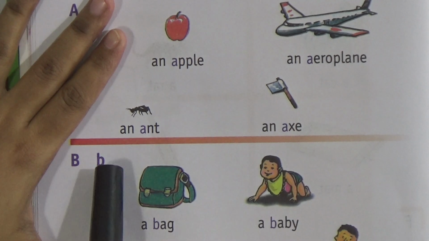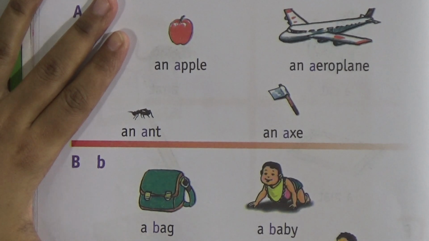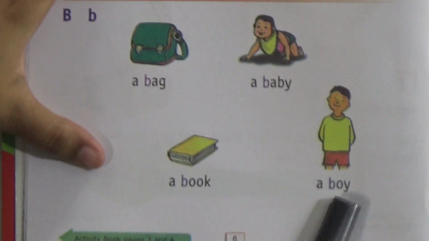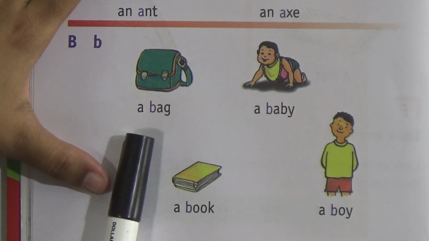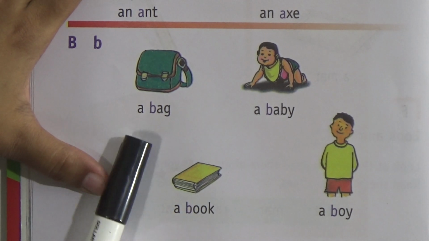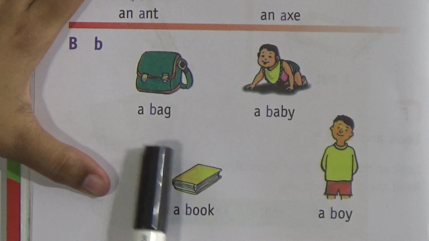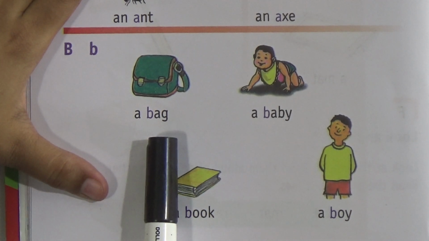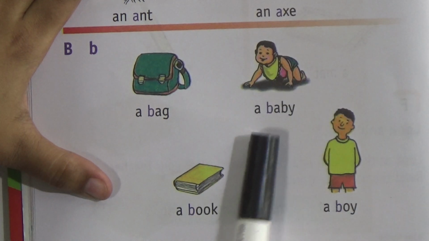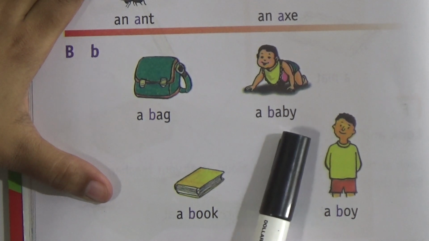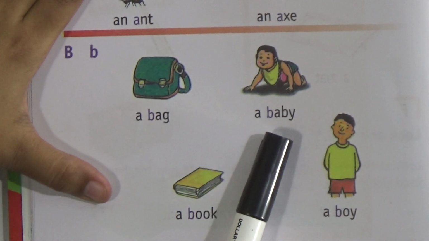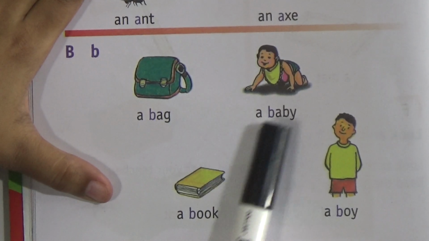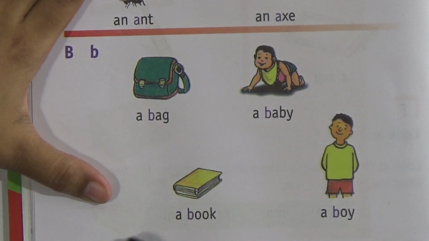Now B. A bag, a baby, a book, and a boy. At first, a bag, B-A-G, bag, B-A-G, bag. A baby, B-A-B-Y, baby, B-A-B-Y, baby, a baby.